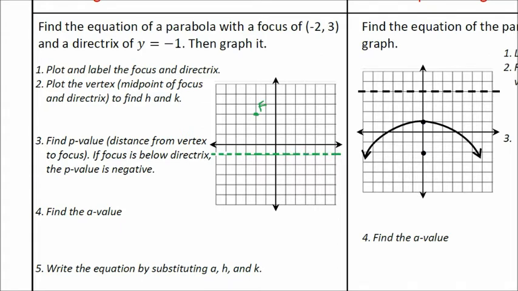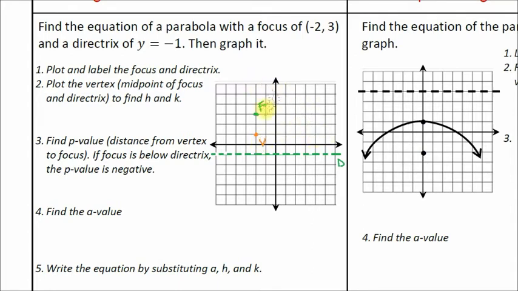Alright, and let's label that D for our directrix. That's step 1. Step 2, plot the vertex. That's exactly in between the focus and directrix. Well, there's 1, 2, 3, 4 units between the focus and directrix. That means the vertex is going to be 2 units away from the focus. So I'm going to go ahead and label that as a vertex.